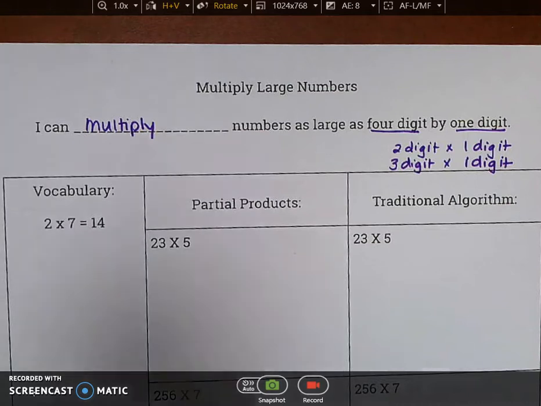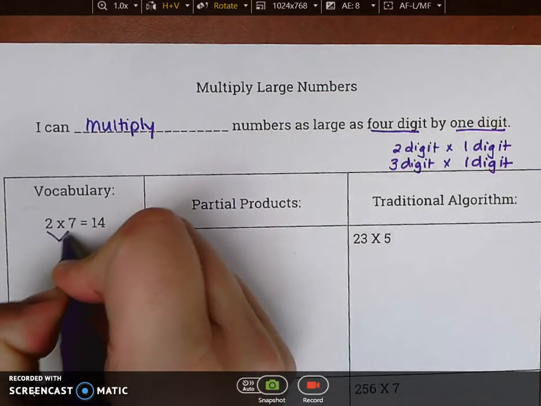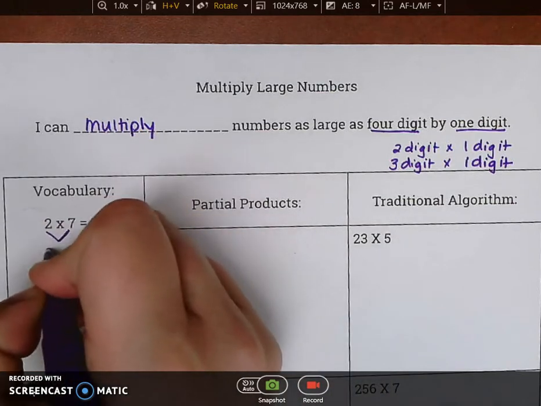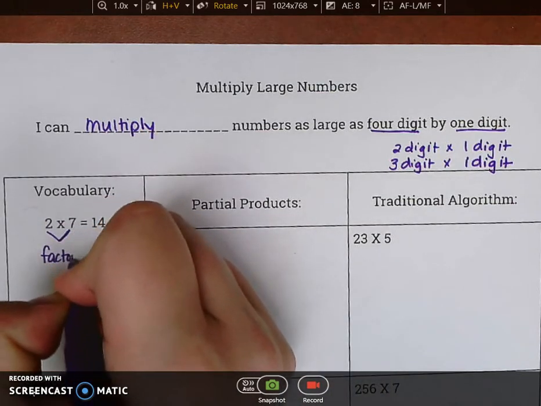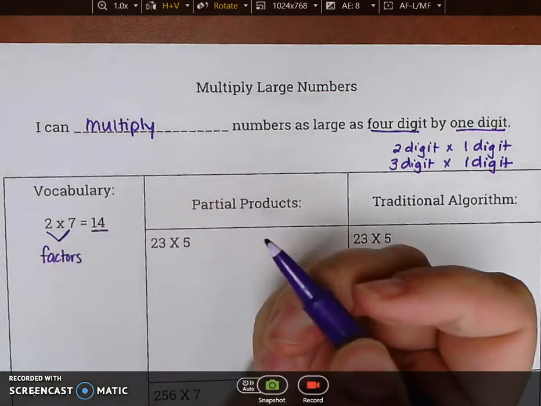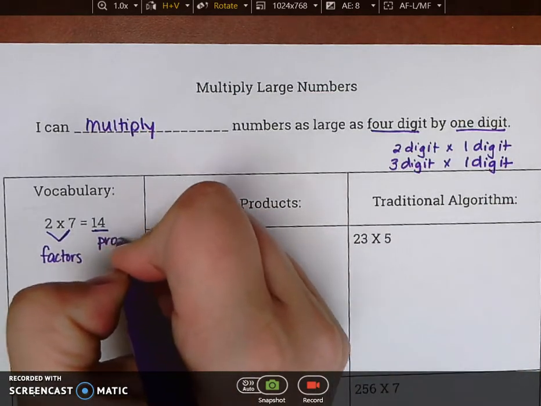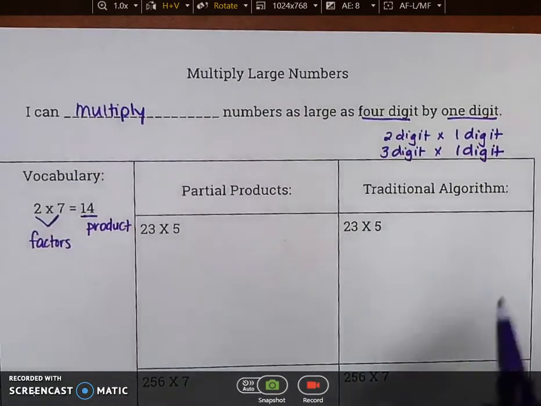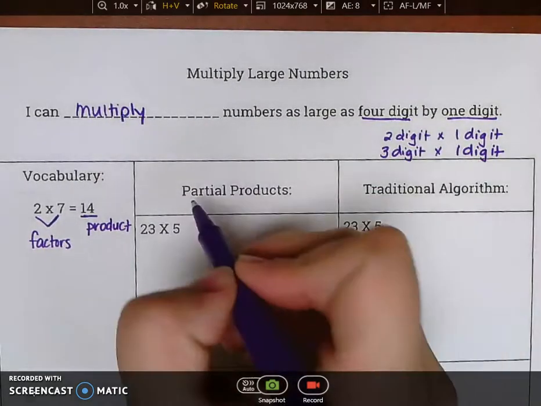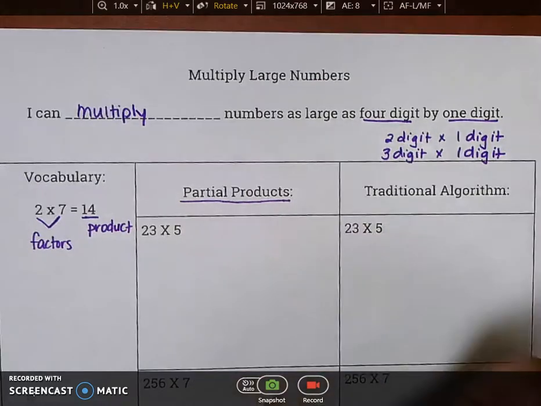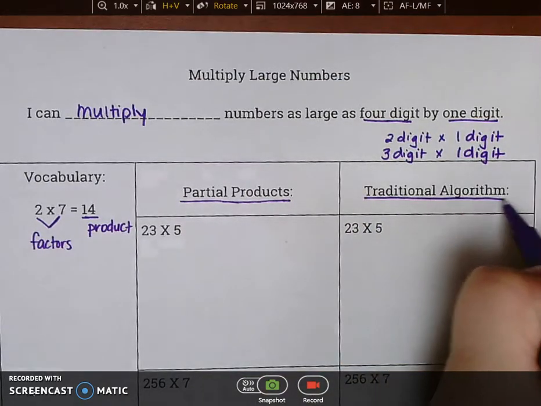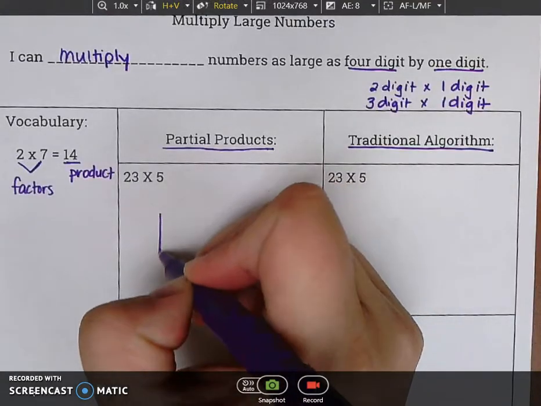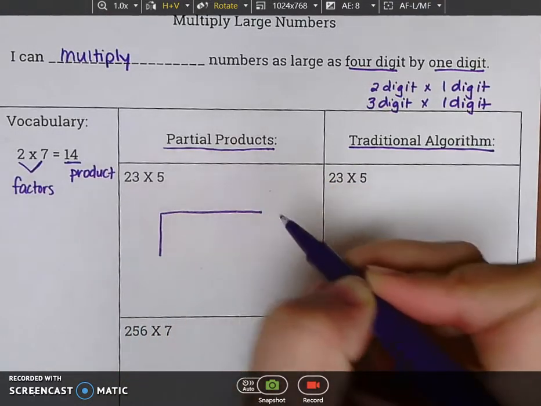So again, starting with that vocabulary, the numbers that we multiply together are called factors. And the answer to a multiplication problem is called a product. Alright, so we're going to talk about two different ways that you can multiply. One is called partial products, and the second way is just the traditional algorithm.